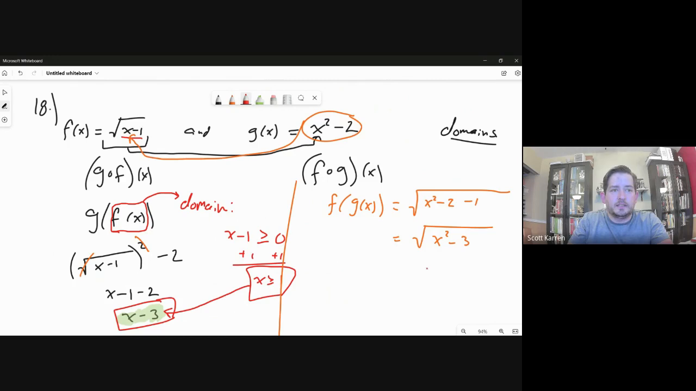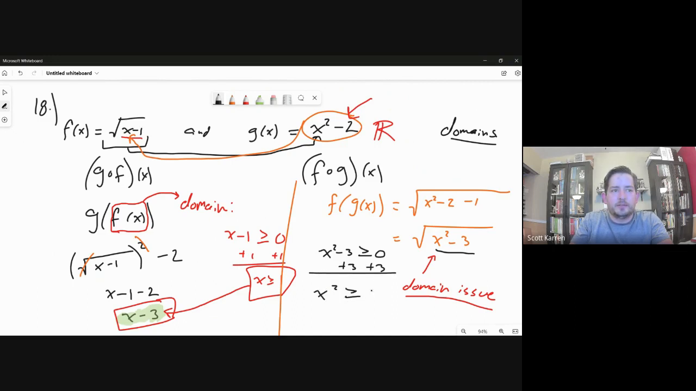So I need to check two things: the domain issue here and the domain issue of the original g of x. But g of x is all real numbers. There's no issues there. So this is the only real domain issue. I need to figure out what I can and can't put in for x into the final product here. And so, again, I set that part underneath the square root, x squared minus 3, to be greater than or equal to 0. But I can just add 3 over to both sides, right? This tells me x squared has to be greater than or equal to 3.